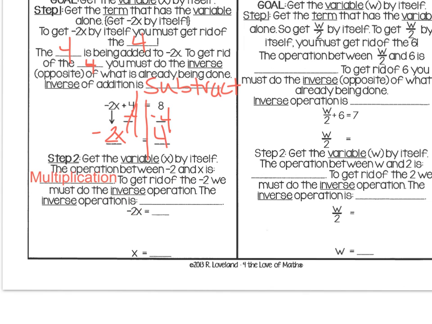Okay. There we go, multiplication. So to get rid of the negative 2, we must do the inverse operation. Well, the inverse operation of multiplication is division. So I'm going to actually write that in. Division. You know, I'm not counting off for spelling or handwriting, so no worries on that. So right now it says negative 2x equals blank. Well, up here we put that it equals 4. So I need to take this 4 here and bring it down right here.